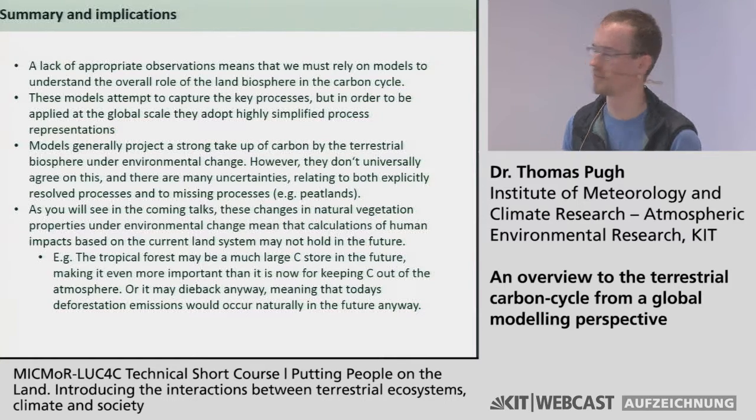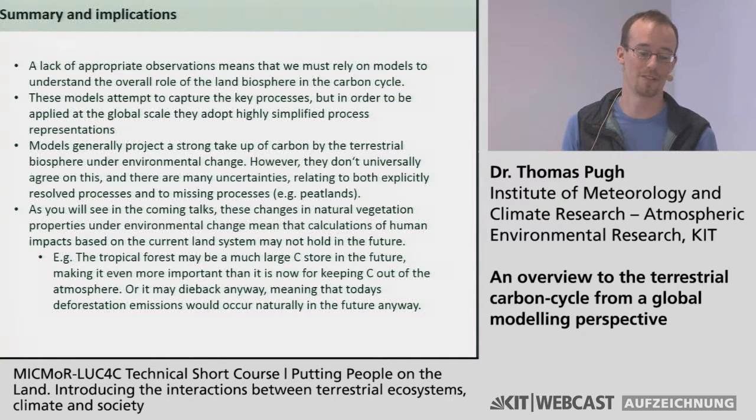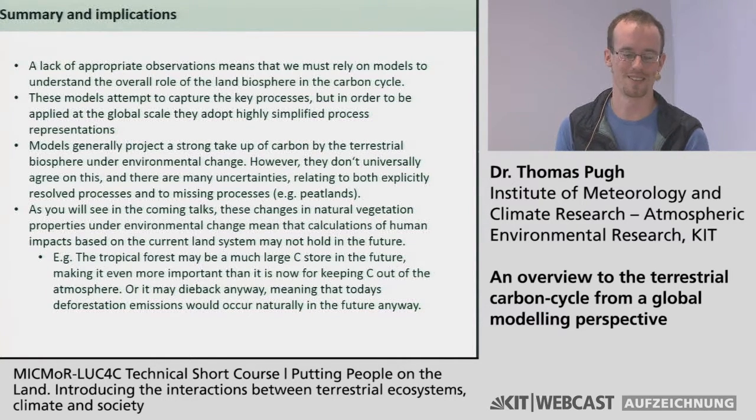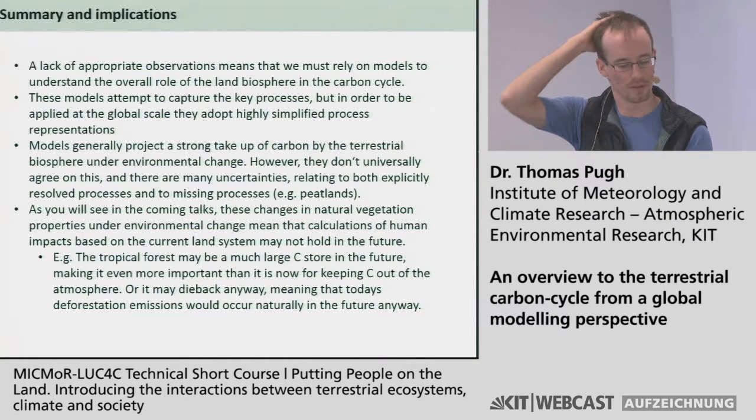So just a summary. We have a lack of appropriate observations that mean we have to use models to represent the carbon cycle. We try to capture the key processes, but these are highly simplified ways we go about doing this. And whilst most models predict a strong uptake of carbon by the biosphere under environmental change, there's a lot of uncertainty. They don't universally agree, and different models represent different processes, and there are some processes that are almost completely missing. And so, as you have seen from Joe's talk, actually, now we swap them around.